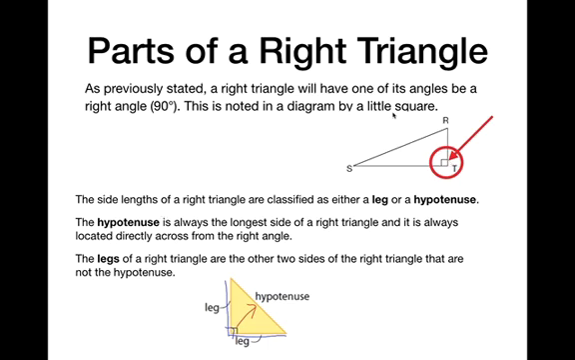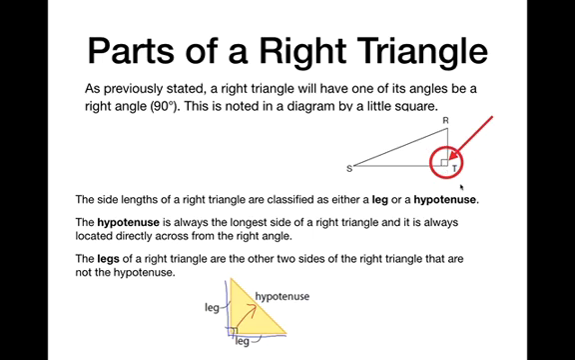Now, when we talk about the other parts of a right triangle, you've got your right angle, and then you've got the rest of the triangle. You've got three sides, and in a right triangle, side lengths are called either a leg or the hypotenuse. The hypotenuse is always the longest side of a right triangle, and it's always directly across from the right angle.